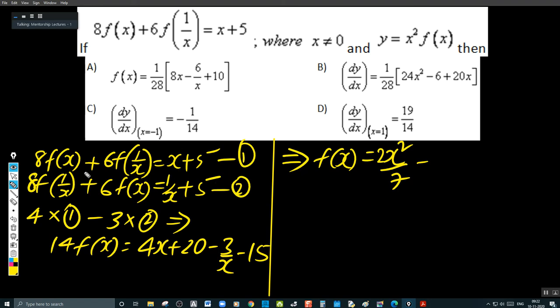Why should we take LCM? 4x by 7. This is 4x by 14, which means 2x by 7, plus 5 divided by 14, minus 3 divided by 14x. Yeah, now you can do. You got the function.